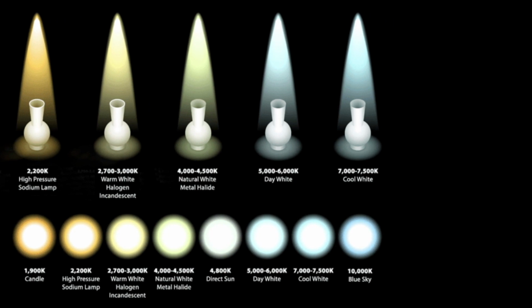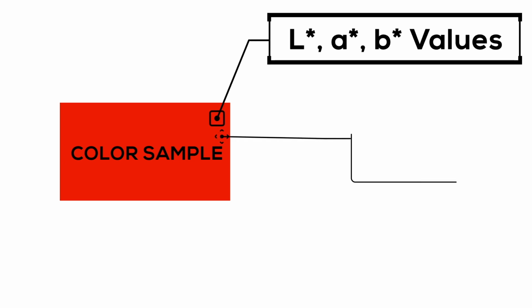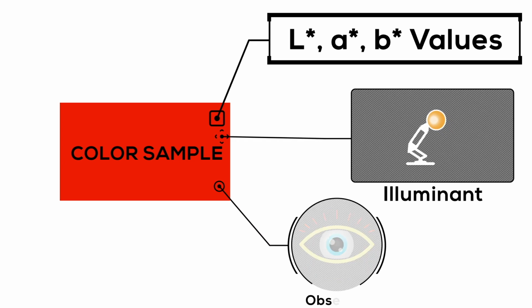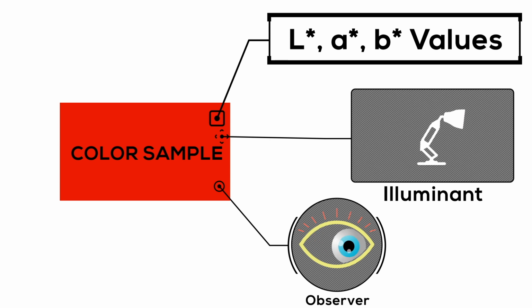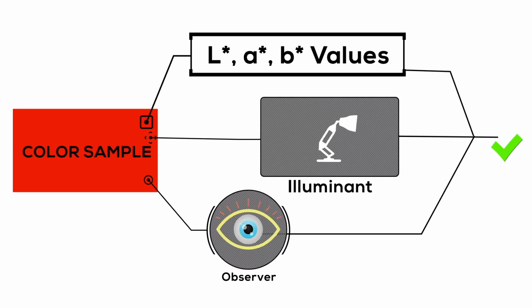The graphics arts community has chosen illuminant D50 or daylight 50 with a 2-degree observer as the agreed-upon standardized viewing condition for appraising color. When providing color information for matching, it is important to define the numerical LAB standard values for color, as well as the illuminant and observer information used to measure the color standard. Using a standardized method for communicating color improves the ability of the viewer to interpret the color consistently.